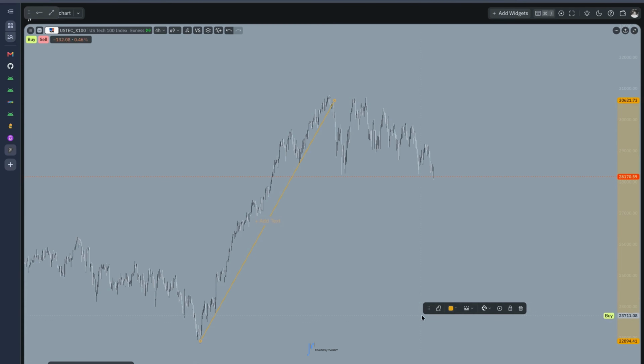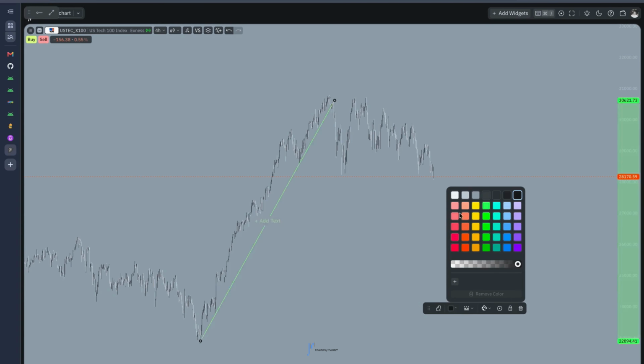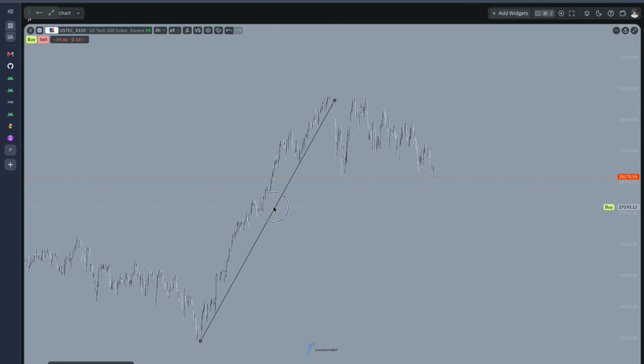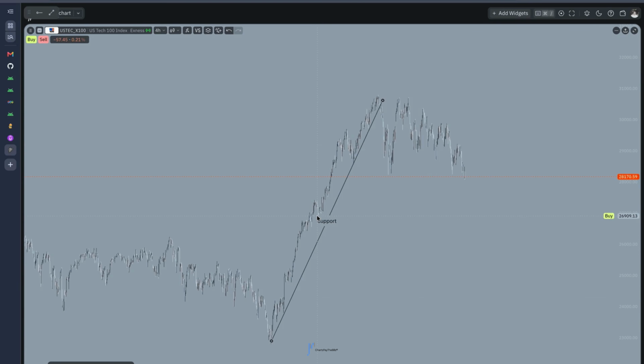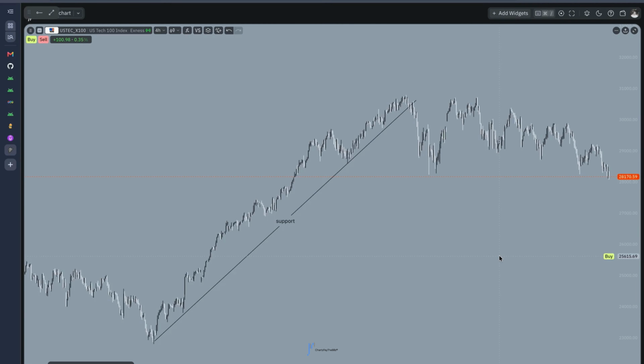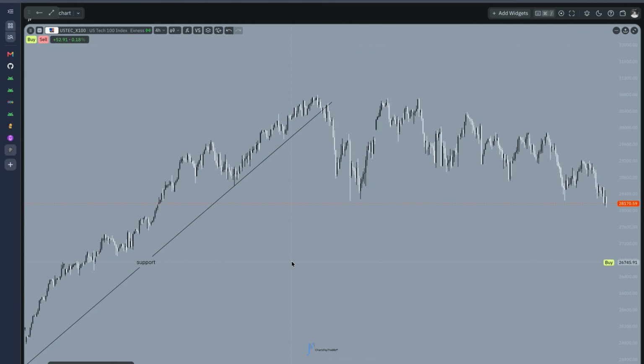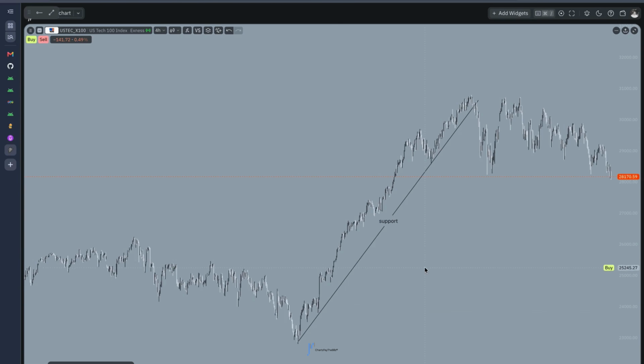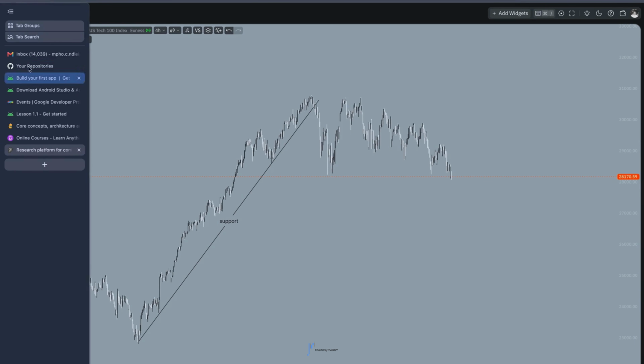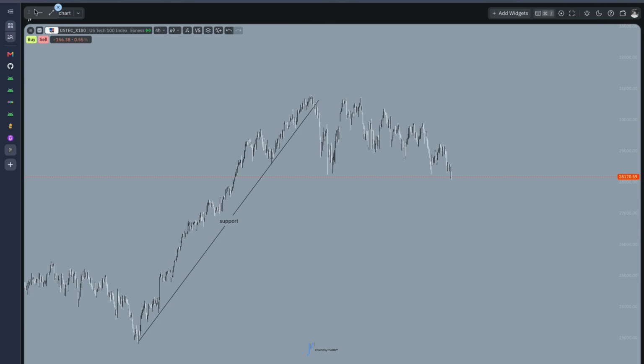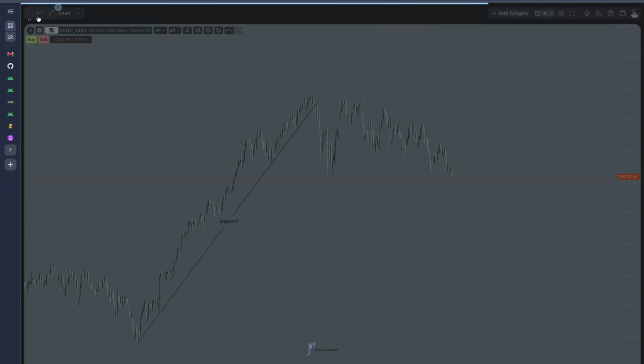I like dealing with the color black, so let's fix that real quick. And you can add text here, right? So we'll say support, right? And if you zoom in, there it is. Now you'll see the significance of this later on. I actually need to add something here.